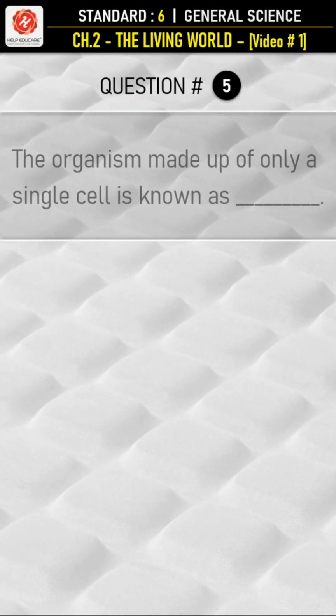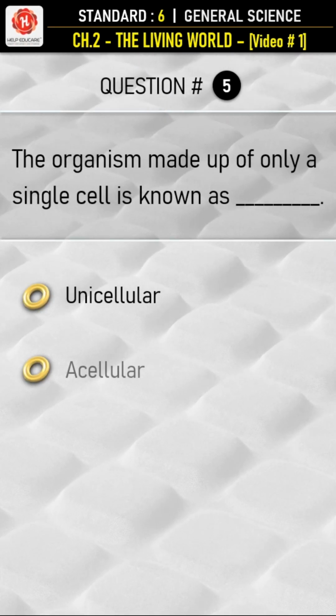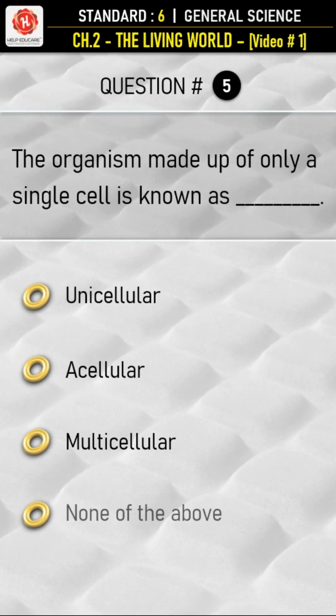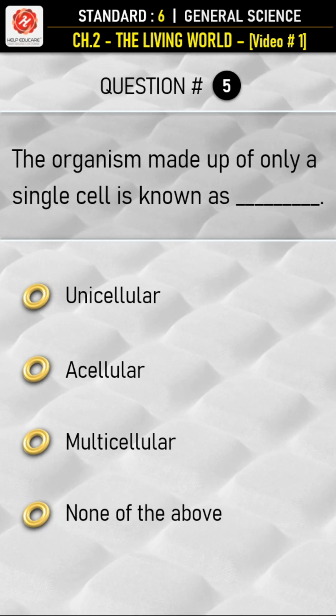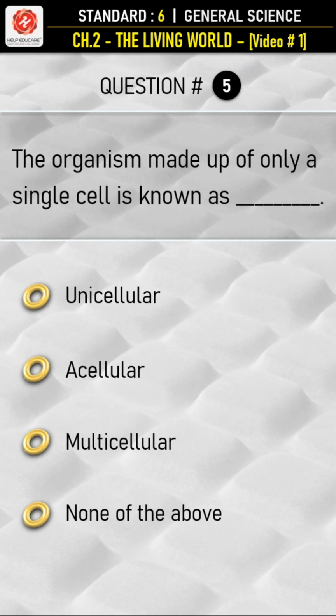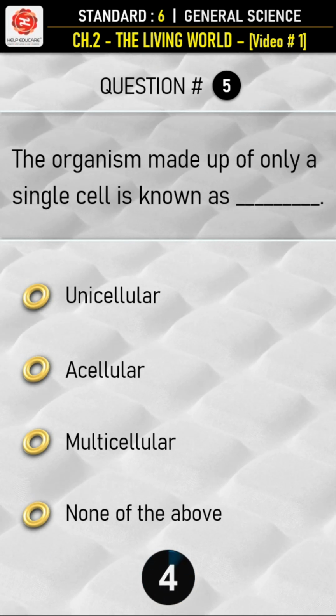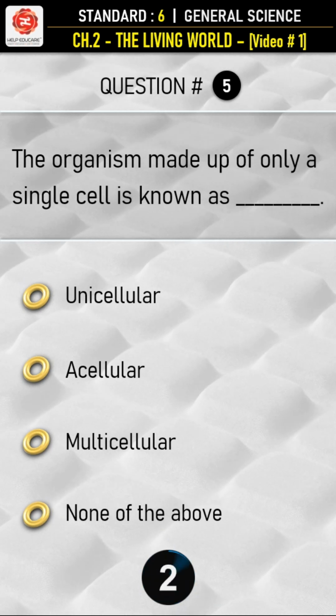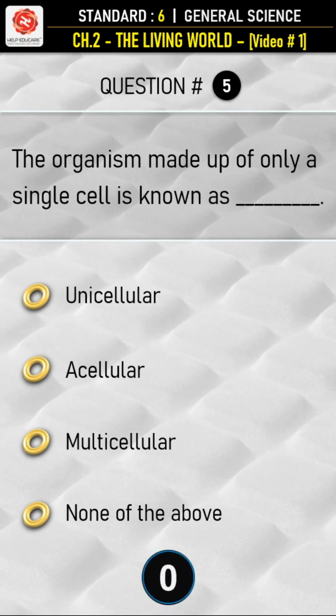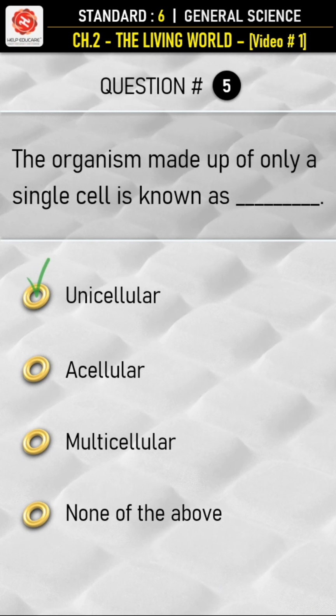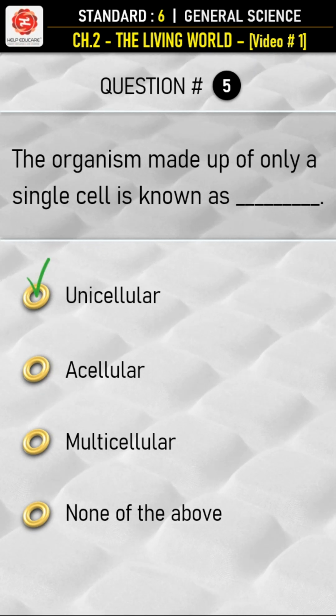Question number 5. The organism made up of only a single cell is known as dash. First option, unicellular. Second option, acellular. Third option, multicellular. Fourth option, none of the above. Answer will be shown after 5 seconds. Your time starts now. Correct answer is unicellular.